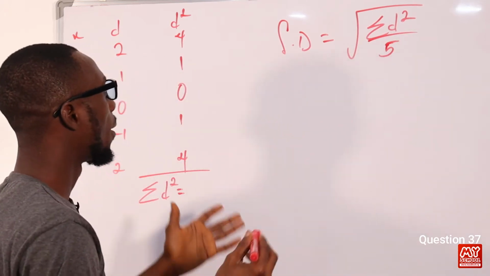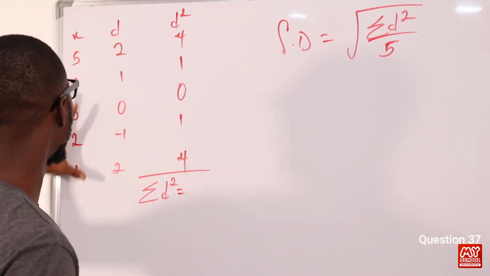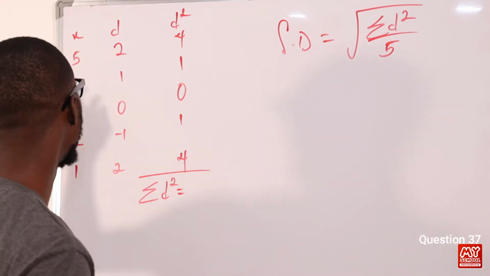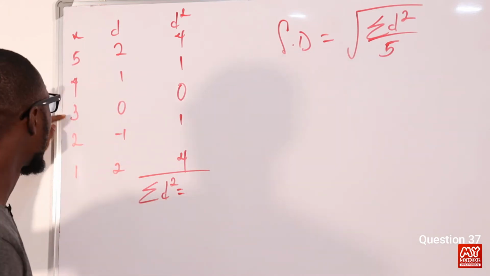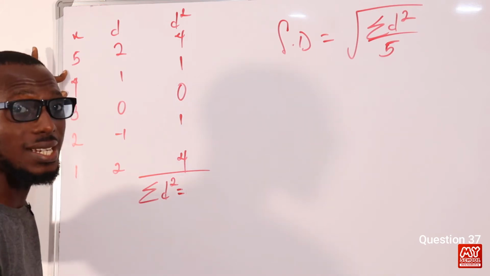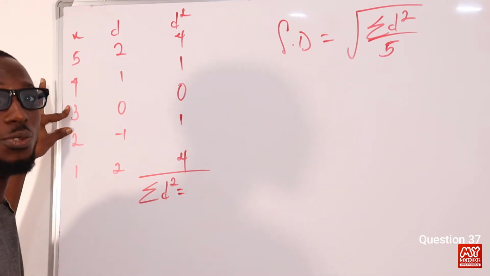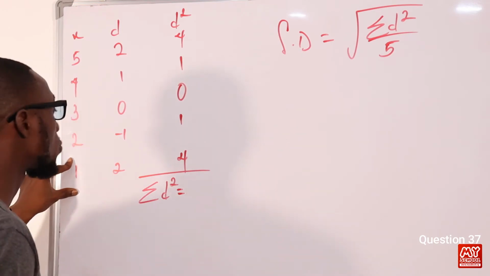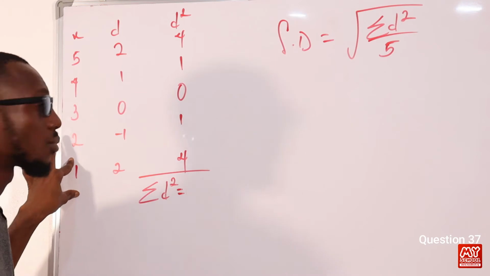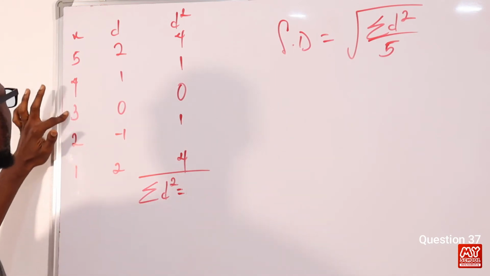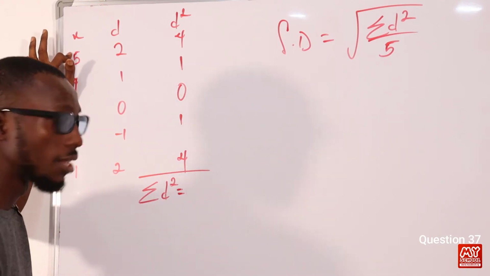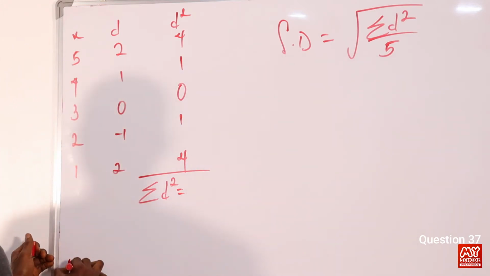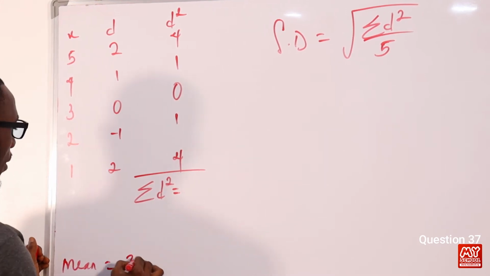Okay, so how do we go about this? At first, these are the values we are given: 5, 4, 3, 2, 1. We have to find the mean. Okay, what's the mean? 5 plus 4, that is 9 rather. 9 plus 3, that is 12. Okay, 12 plus 2, that is 14. 14 plus 1, right, that is 15. So how many values do we have? 1, 2, 3, 4, 5. So 15 divided by 5, that is 3. So we can see that the mean is gotten as 3.